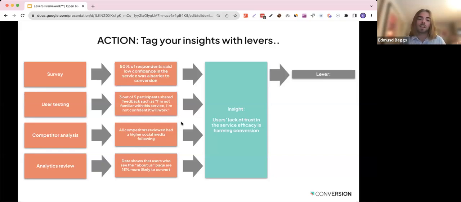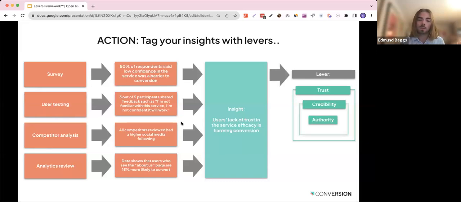We can then look to assign that insight a lever based on how we formulated it and the data that's involved. This is likely to be a problem with trust. How trustworthy do you seem as a brand? Digging down a little bit deeper, we might see it as a problem of credibility, specifically as it relates to the idea of competence and efficacy. Are you a reliable and competent brand? And should I believe the motivational claims you're then going to make about the virtues of your product?